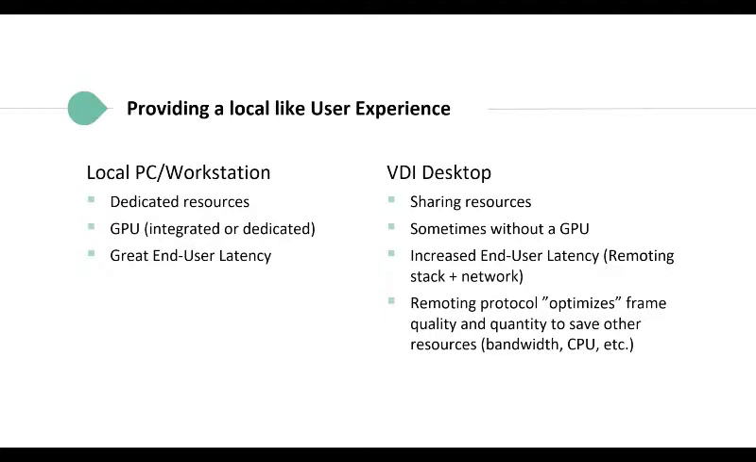And then there are remote protocols, and we've already heard good content from Cody and others about that. Remote protocols do all kinds of things to optimize, and optimize can be interpreted in different ways. They optimize for frame quality and to save other resources. They might try to save on bandwidth, and they might lower the image quality, which in many cases really makes no difference, but sometimes it does.